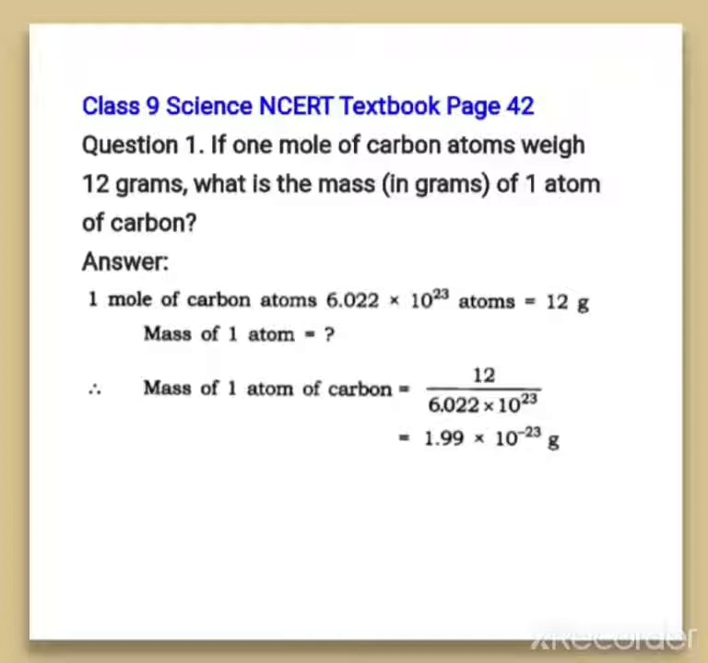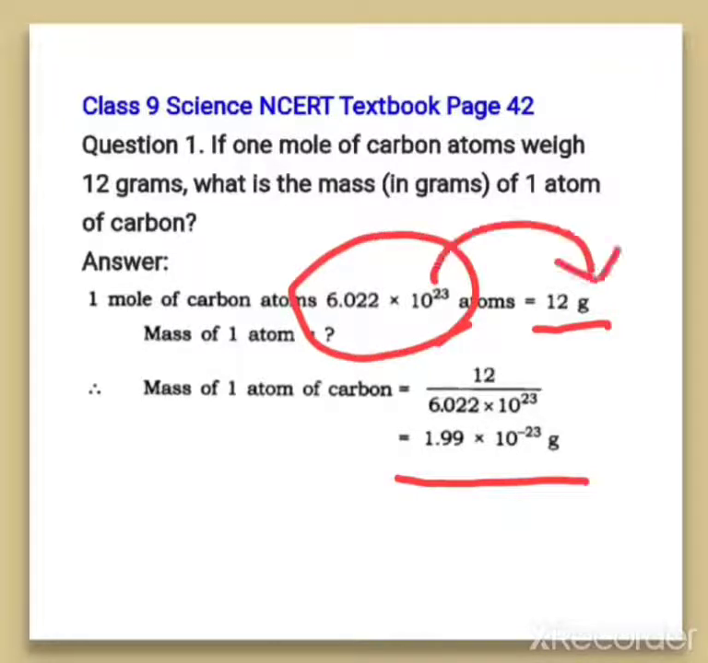But the mass of 1 mole of carbon atoms is 12 gram, so you can find the difference here. This is the mass of a single carbon atom, a very small number. But 12 gram is not a small number. That is the mass of this much number of particles. The mass is 12 gram, but the mass of 1 carbon atom is this value.